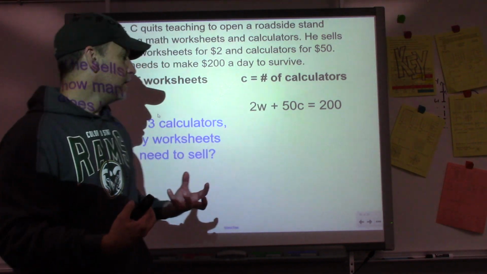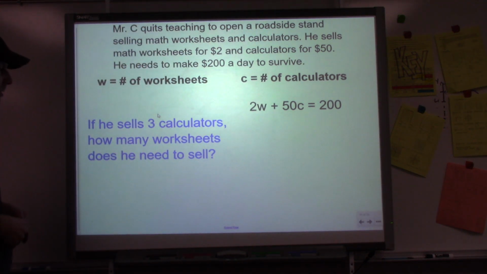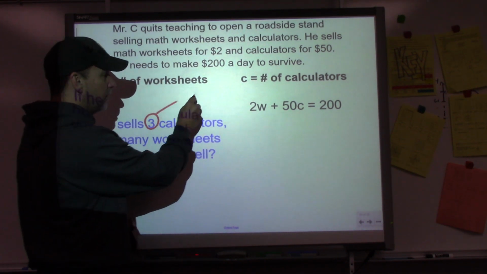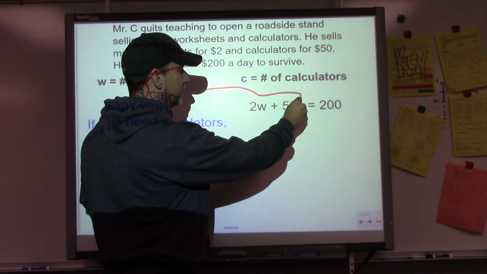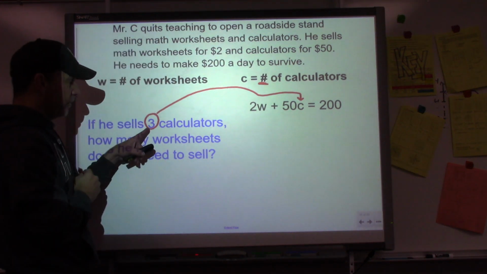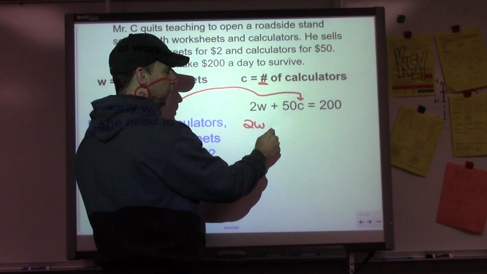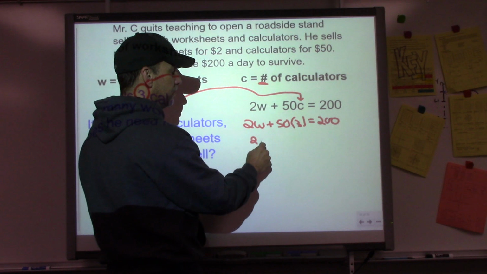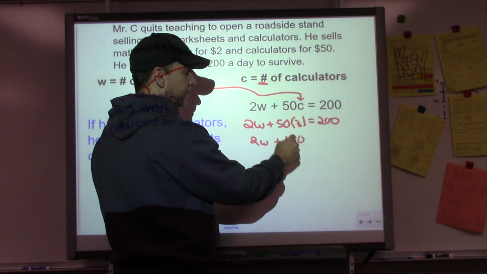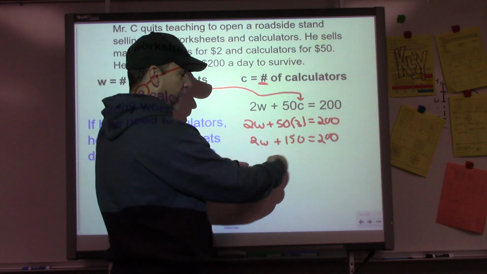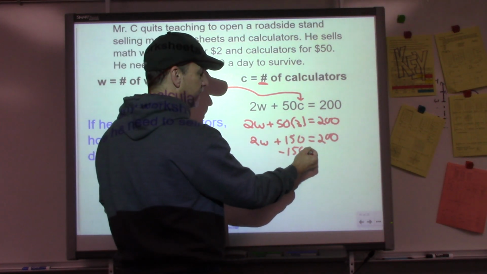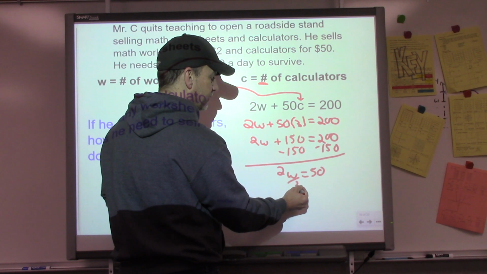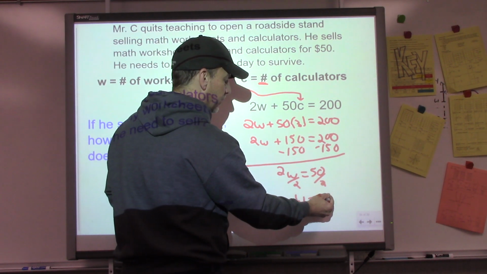Now that you have the function, I could say, if he sells 3 calculators, how many worksheets does he need to sell? Well, you take the 3 and you plug it in. Should the 3 go here? Oh, it should go here because c stands for number of calculators, 3 calculators. So I have 2w plus 50 times 3 equals 200. That gives me 2w plus 150, because that's 50 times 3, is equal to 200. And now I'm in equation solving land. Minus 150, minus 150. I get 2w equals 50. Divide by 2, divide by 2. w equals 25.